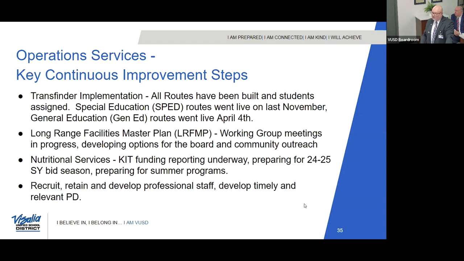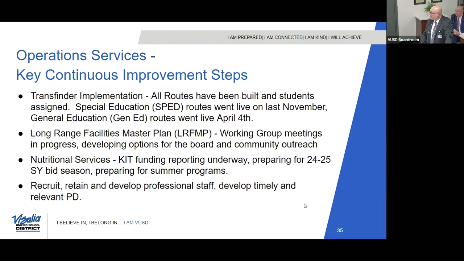And then the long range facility master plan, last thing on that: the 25th is our final working group meeting. We'll be pulling together the final list of all the menu items that we'll be ready to bring and share with the board, and then in preparation for taking it out to the community. So we're really excited. There are some big numbers and some really interesting stuff. It's really been a lot of fun, but really hard work. So we're looking forward to bringing that forward.